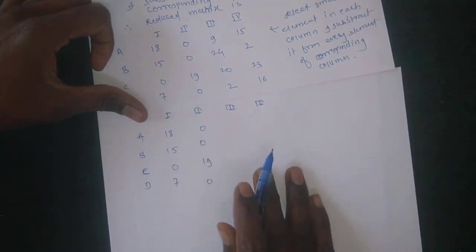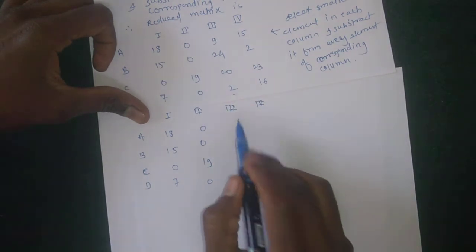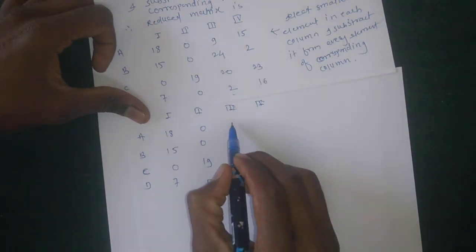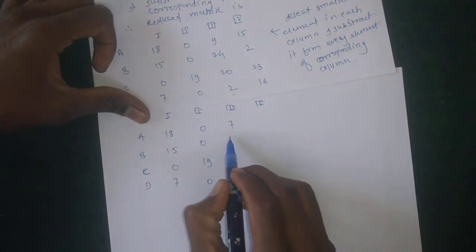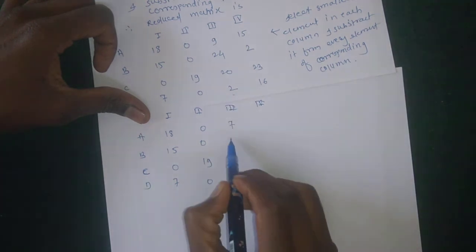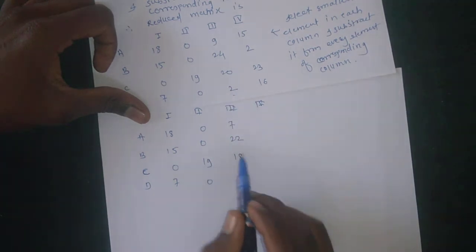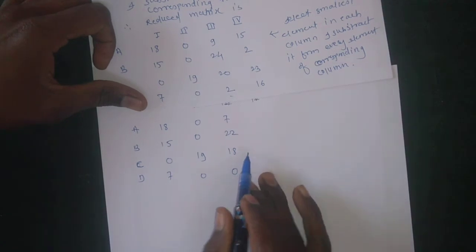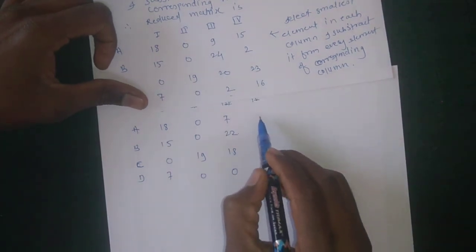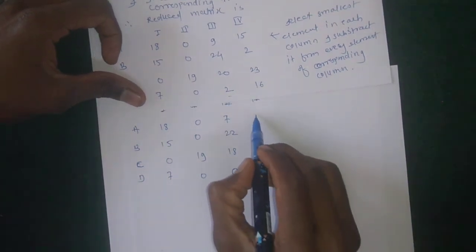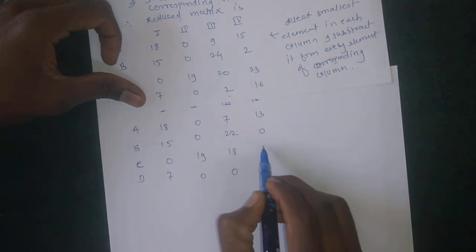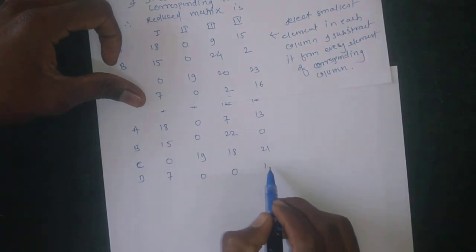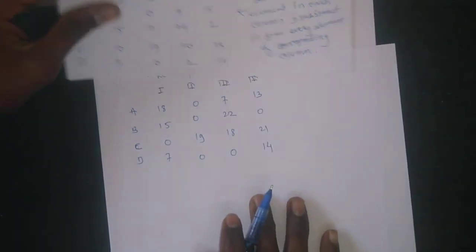Then in the third column, 2 is the smallest element, so subtract it from each element. Therefore 9 minus 2 is 7, 24 minus 2 is 22, then 18, then 0, and the last one is 2. In the fourth column the smallest element is 2 as well, so subtract it from every element: 13, 0, then 21 and 14. In this way we get the table.